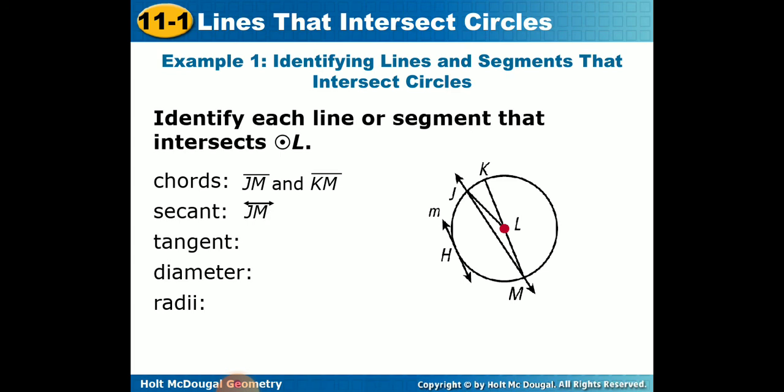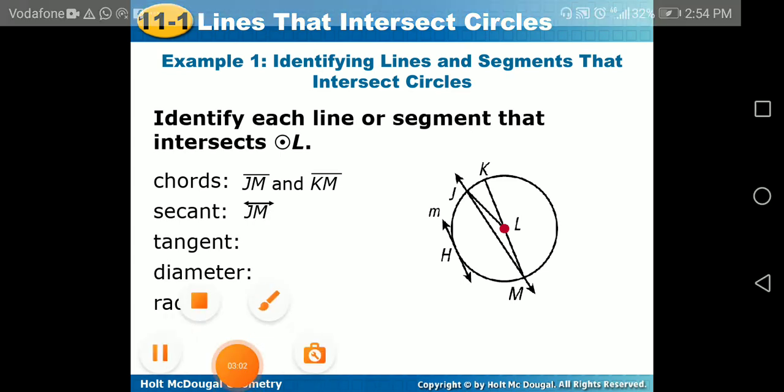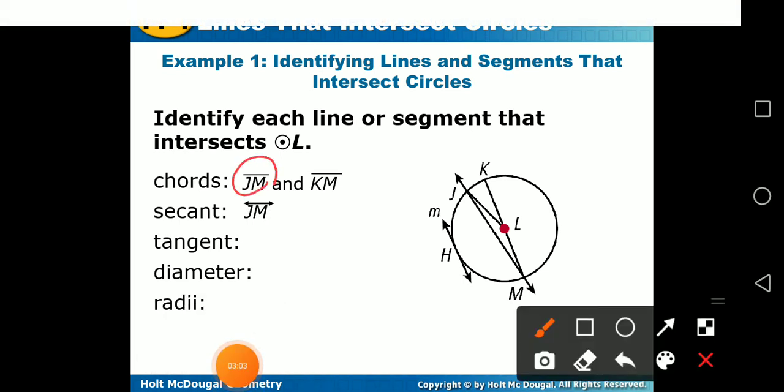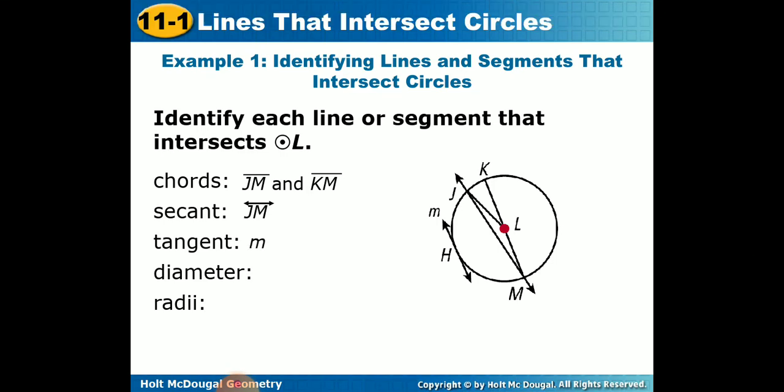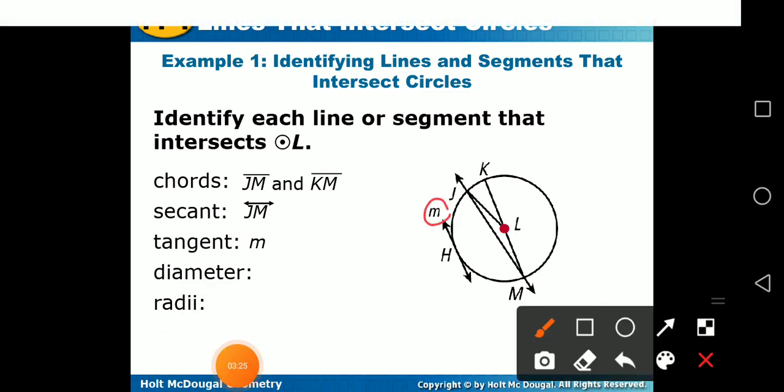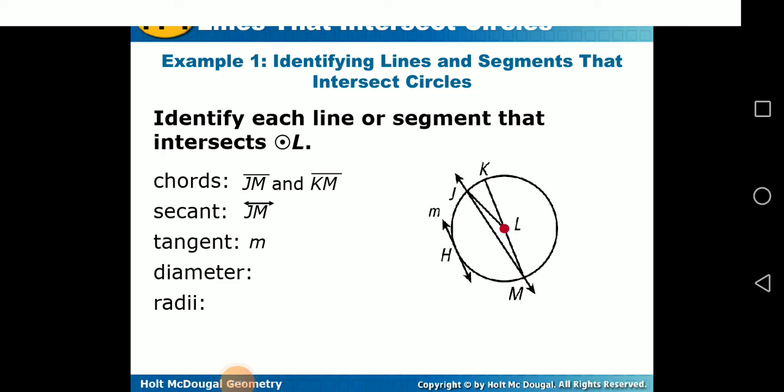Where's the secant here? A line. Okay, remember well. We have JM. This is a segment, from this point to this point. But if I take the R with me, then this is the line JM, and this is now the secant. And what about the tangent? Where's the tangent line here? It's line M, and it intersects the circle at exactly one point, which is H.